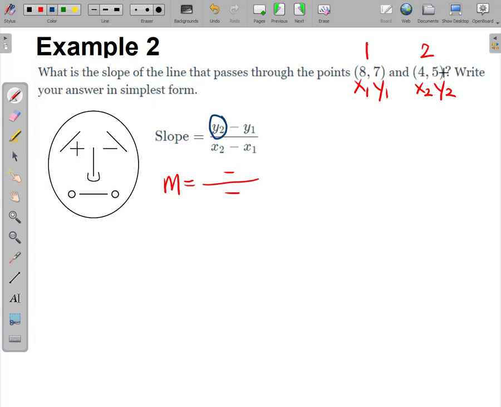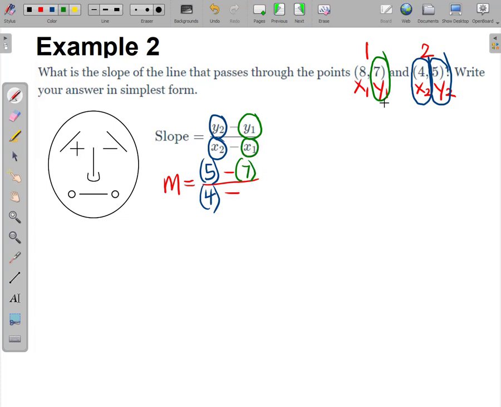My y sub 2 is going to be 5. So I'm going to substitute 5 into this position. My x sub 2 is going to be 4, so I'll substitute a 4 over here. Next, switching colors, I have y sub 1. Y sub 1 is going to give me 7.